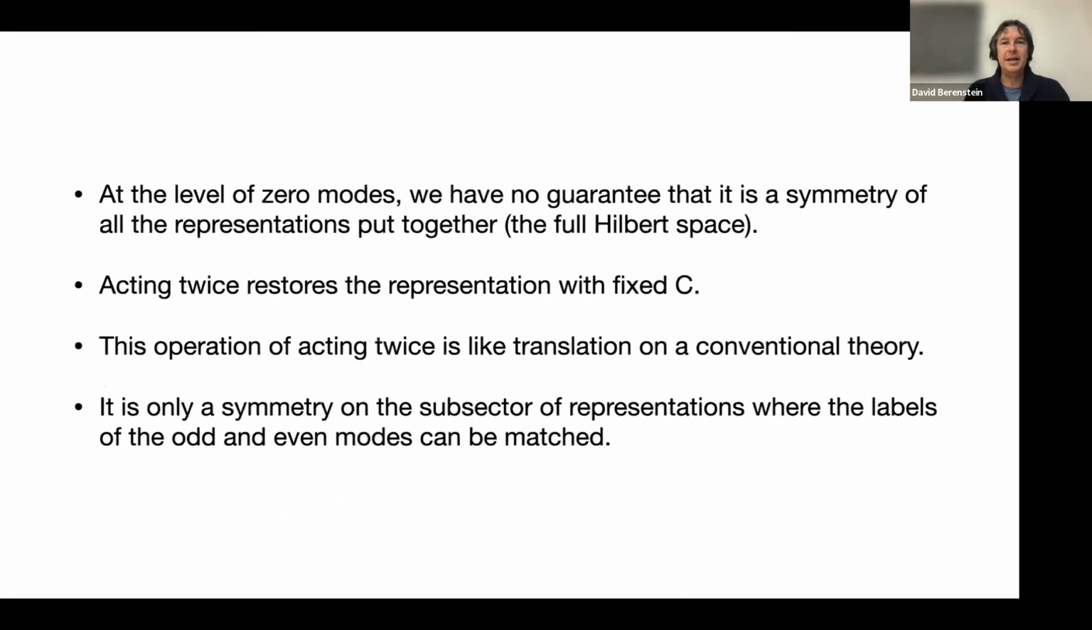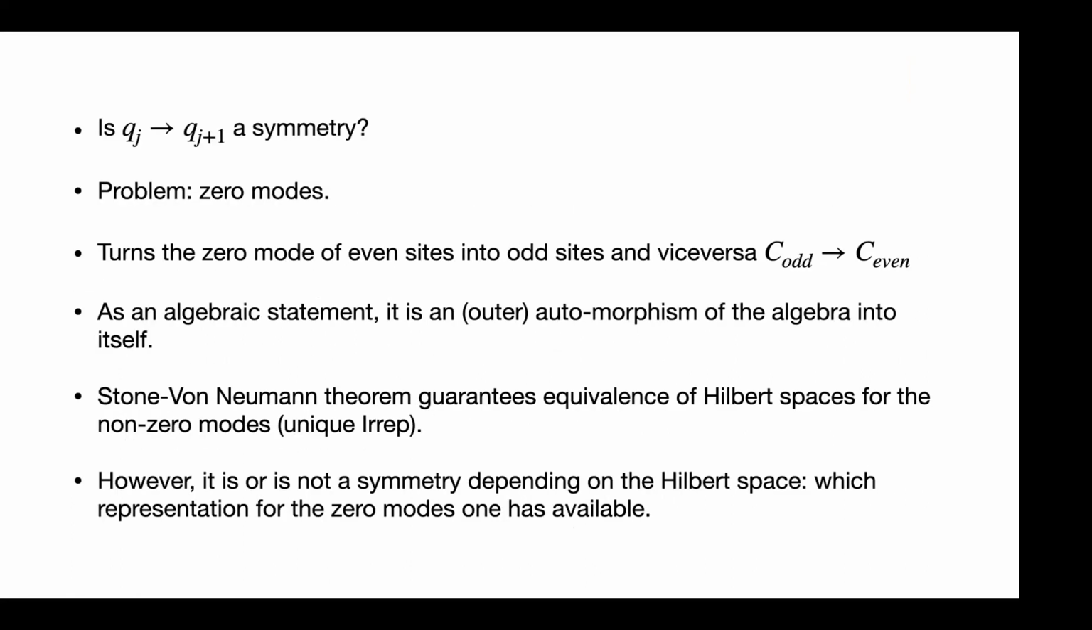Okay. So at the level of zero modes, we have no guarantee that it's a symmetry. Just one comment. At the level of Majorana fermions, this unit translation is like a discrete chiral symmetry. Yes, right, and the same is true here. But I see. So you say the same is true here? Yes. I'll show you later what this really is, but it is exactly of that type.